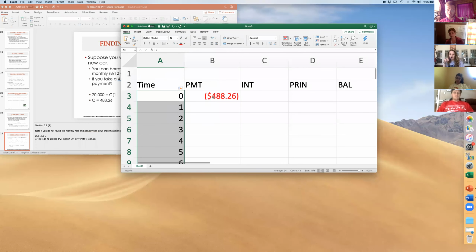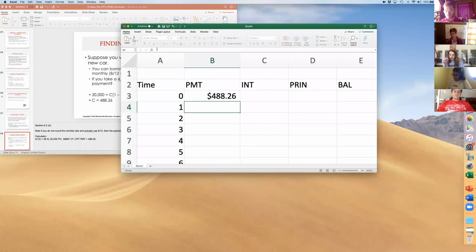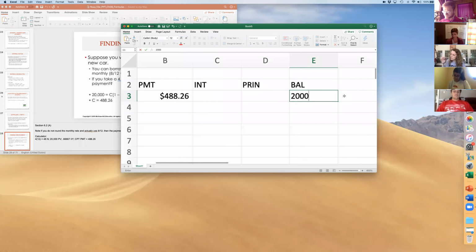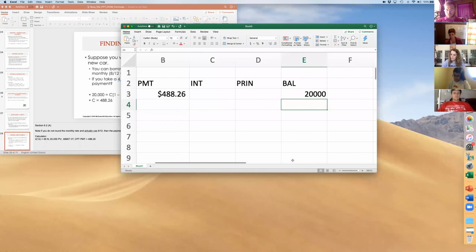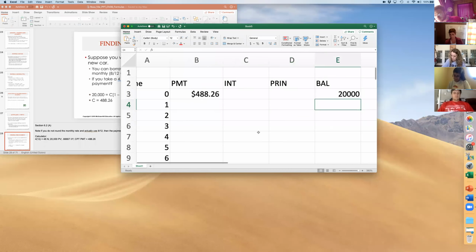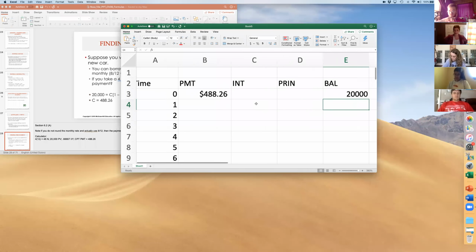Just so I don't have to be subtracting a lot of negative numbers, I'm going to go up to this payment and put a negative sign in front of it. So my payment's positive. Then I don't have to think about the math too much. My balance is going to start off at 20,000. Let me make this a tad smaller so you can see the whole thing at once. Then I'm going to go down to my next row, which is period 1, which is month 1.